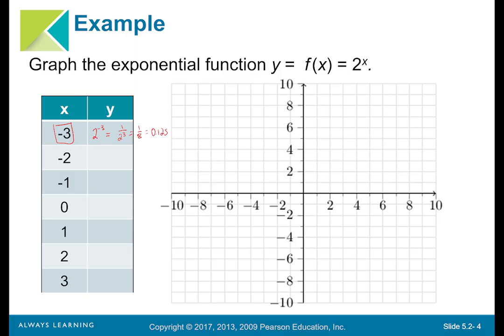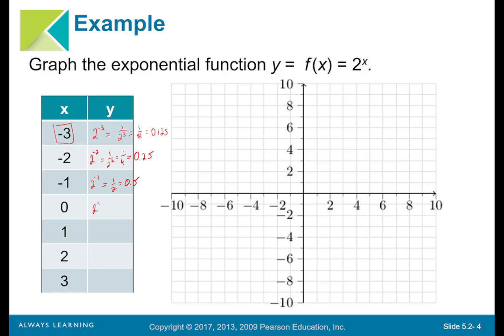Now looking at f of -2, that's 2 to the -2. Remember, I just plug in -2 in place of x. Well, that's 1/2 squared, which of course is 1/4, which has a decimal 0.25. With the next one, we have 2 to the -1. That's, of course, 1/2, which is 0.5.